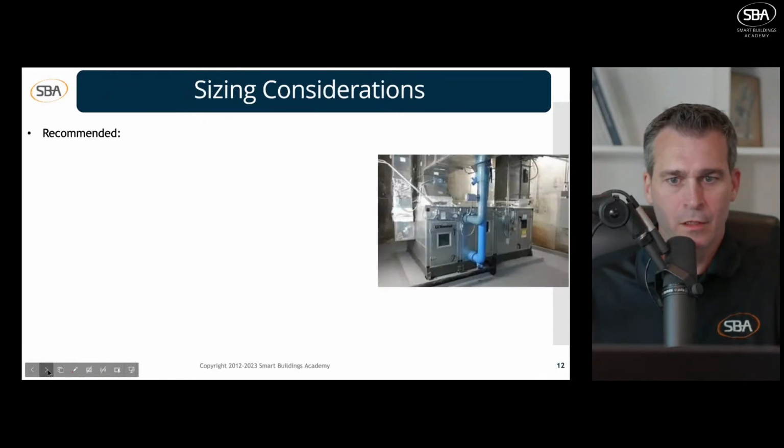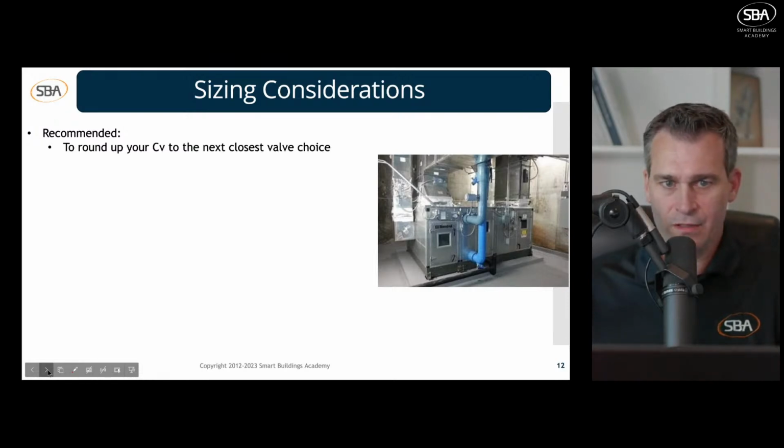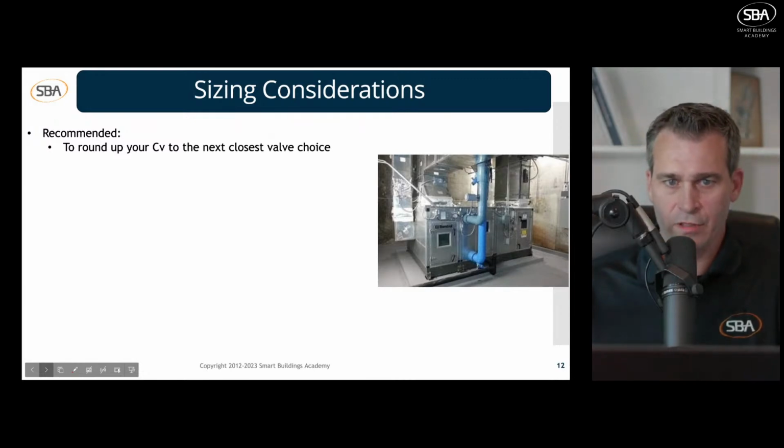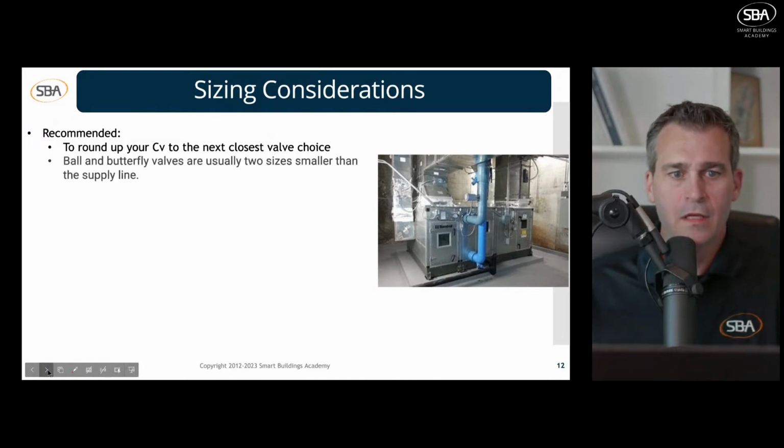Okay. All right, so here are some sizing considerations to keep in mind as you're going through your valve sizing. These are recommended, kind of rules of thumb. Whenever you're choosing your valve, you always need to round up your Cv to the next closest valve choice. Don't ever round down or go lower, because that can have some serious effects on your sizing.